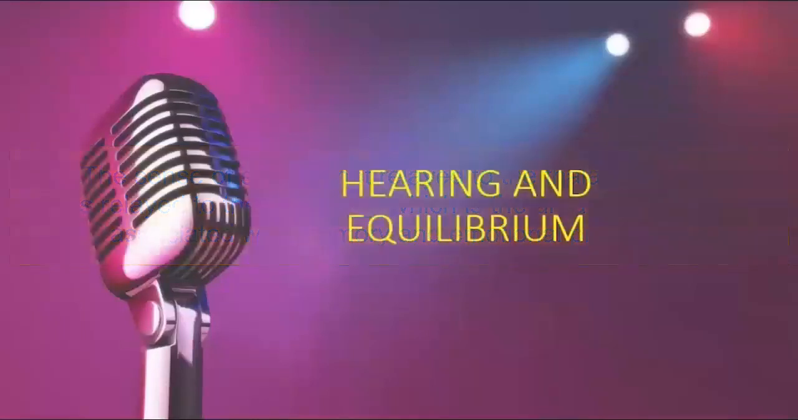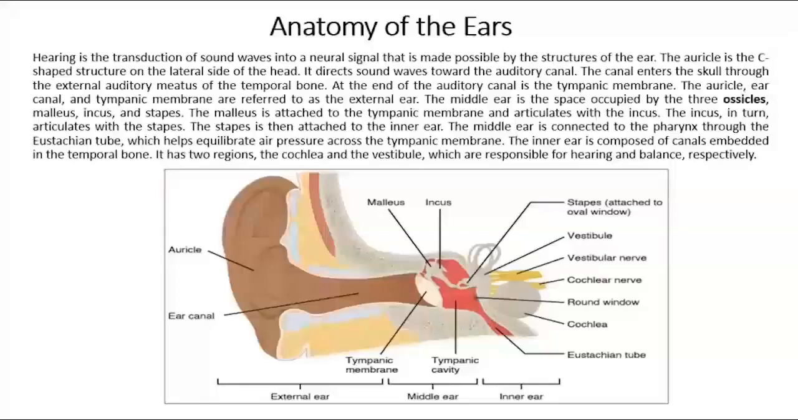Hearing and equilibrium. Sound is the vibration of molecules that we can hear. Now, sound has certain qualities such as loudness. Anatomy of the ear, we're going to see that we have an outer ear, middle ear, and inner ear. The outer ear, we have the lobule right here at the bottom, we have the helix, we have the auditory canal, and it ends in the tympanic membrane.